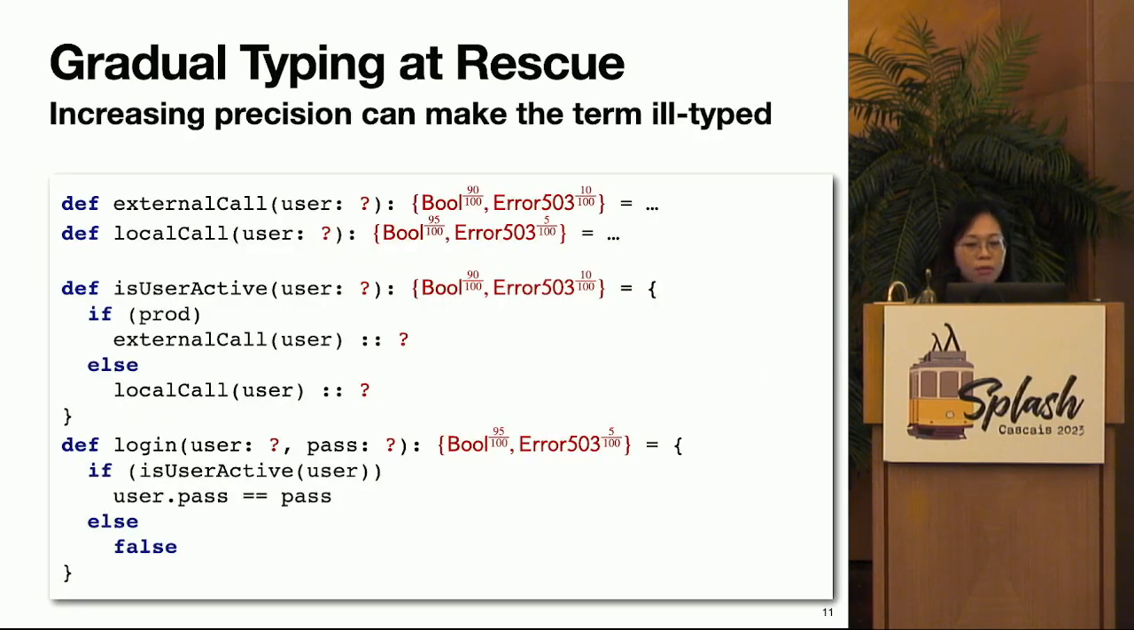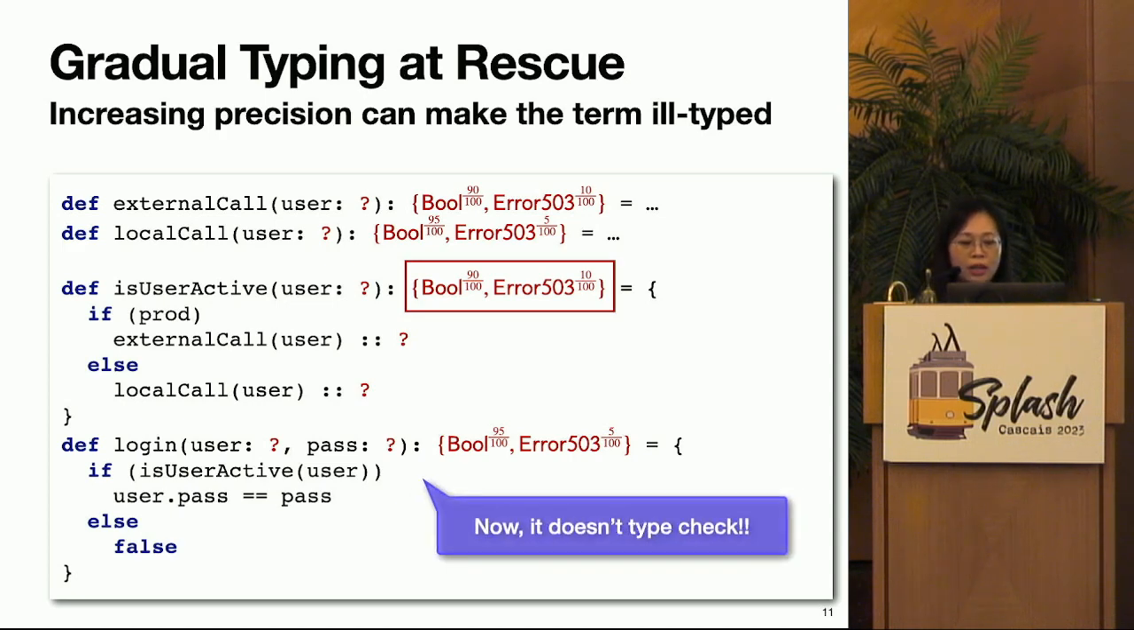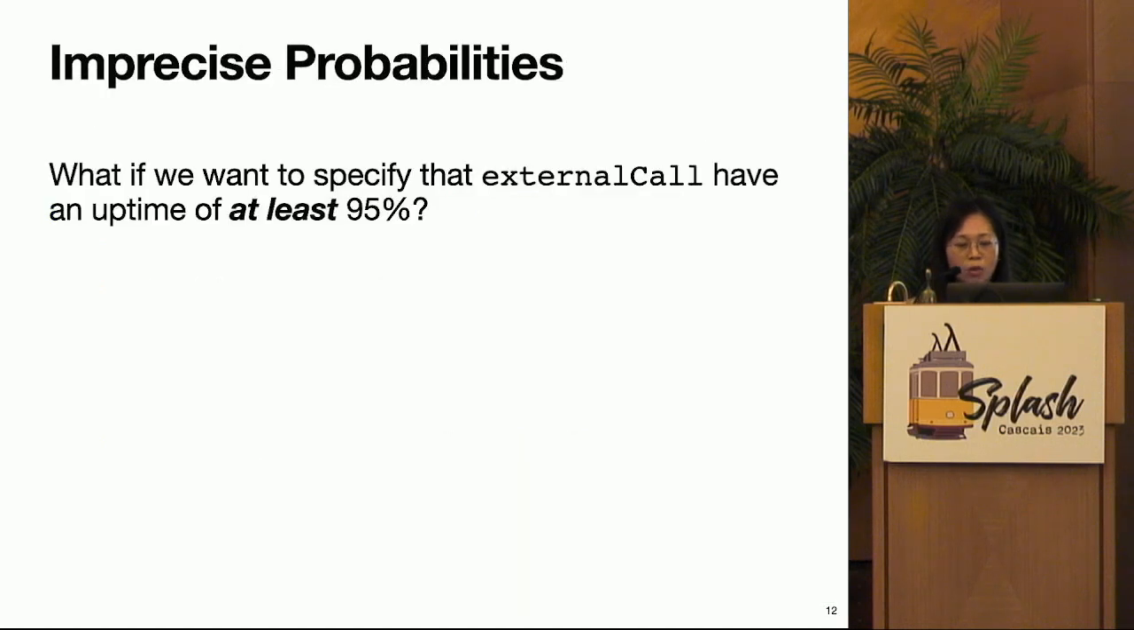If we add more annotations, if we increase the precision of the program, we are going to make the term yield a type error, because now we are going to statically detect that we are not satisfying the 95% requirement that we have in the login function. Besides that, we are able to encode imprecision in probabilities.